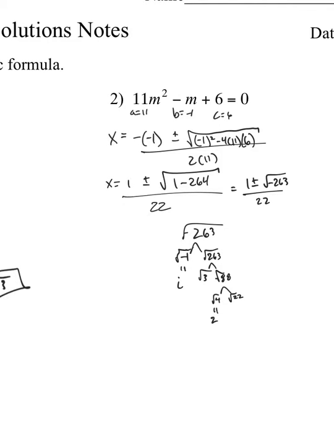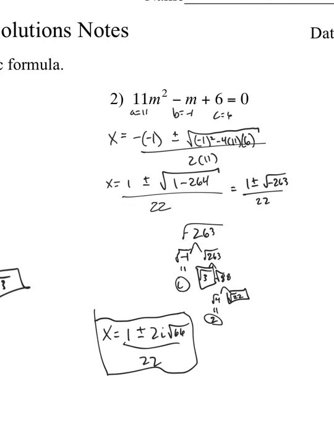Our solution, guys, I kind of did our work right in the middle of the problem, so I'm going to write that a little lower. X equals 1 plus or minus 2i, and then we got square root 3 times square root 22, which is square root 66, all over 22, guys. In this example, 1, 2, and 22, no common factors between all of them, so we can't reduce it further. Okay. All right. So that example did not reduce.